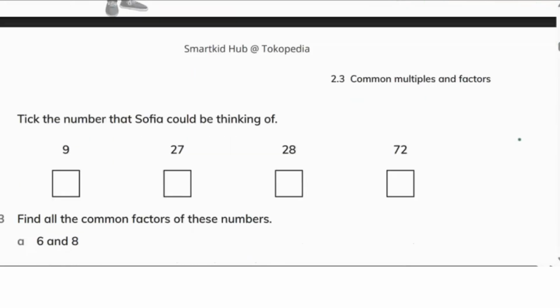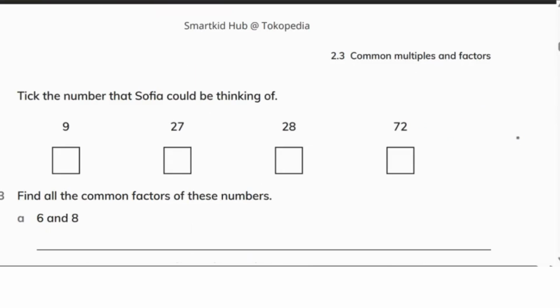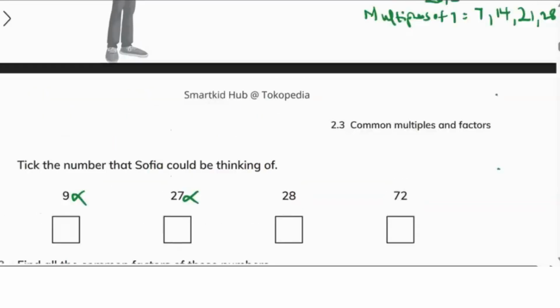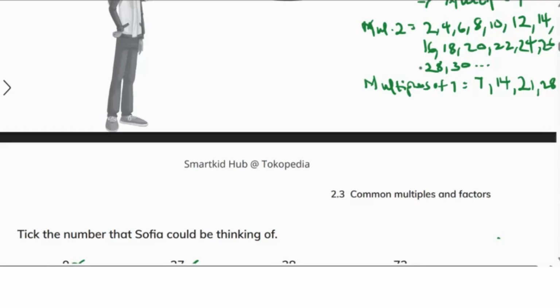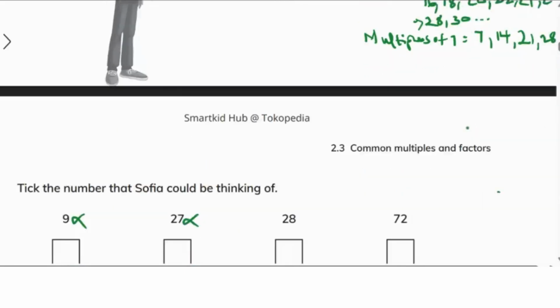Okay, and then it says, take the number that Sophia could be thinking of. First of all, it says the number is a multiple of 2 and a multiple of 7. So let's look at the first part. 9. Is 9 a multiple of 2? No, 9 is not a multiple of 2, so it doesn't even satisfy the statement. 27. Is 27 a multiple of 2? No, 27 is not a multiple of 2. 28. Is 28 a multiple of 2? Yes, as we have even listed here, 28 is a multiple of 2.